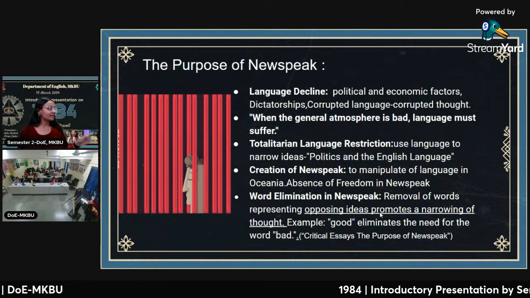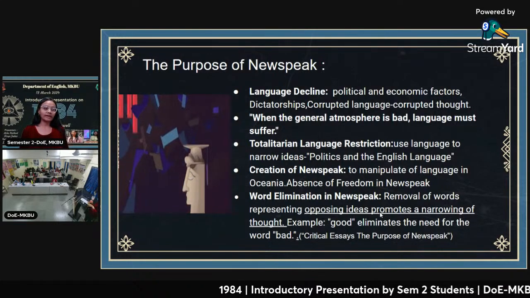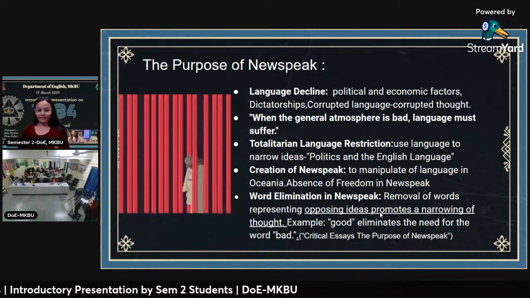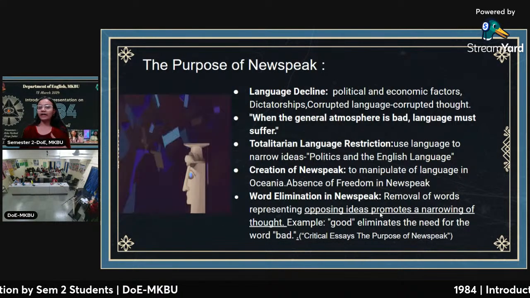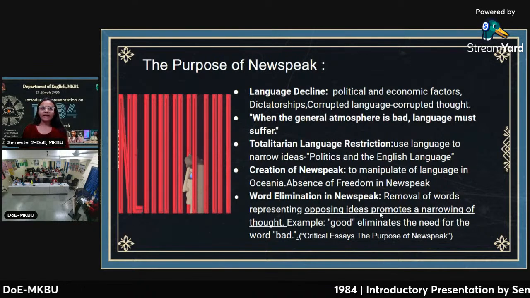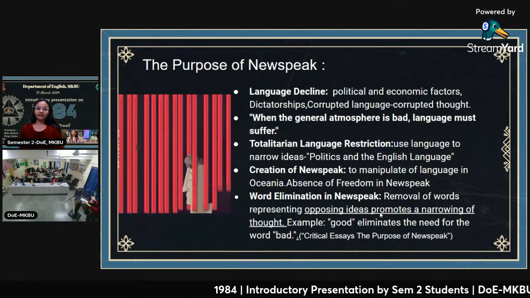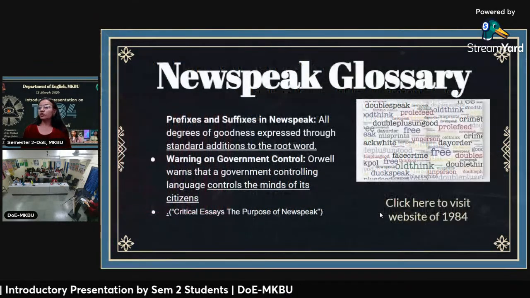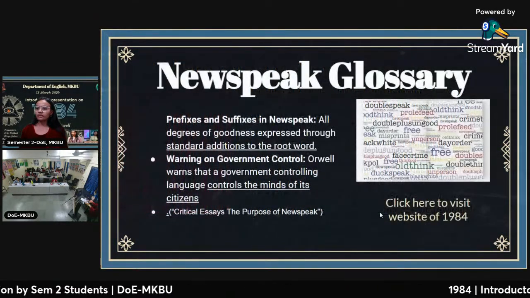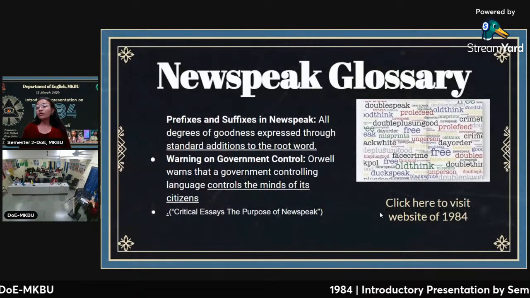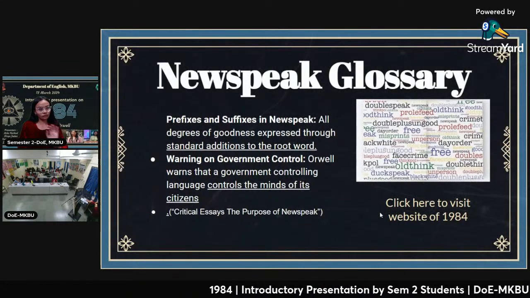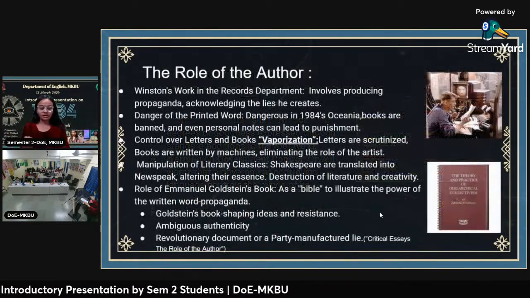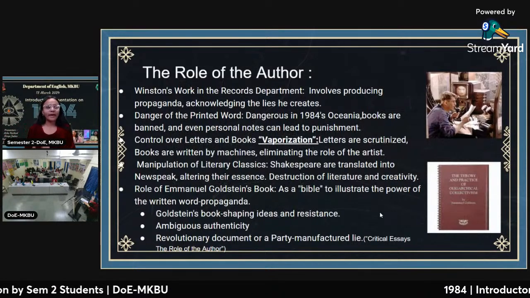Basically, the purpose of newspeak is to manipulate the language, and with that they snatch the freedom of the people at the time. And there is also word elimination in newspeak. For example, if there is an opposing idea, then they remove that idea. That means if there is the word good, then there is no need for the word bad. So they remove bad and all the negative words which can harm the party, and they just add a prefix or suffix to the same word, like plusgood or ungood, instead of using bad.